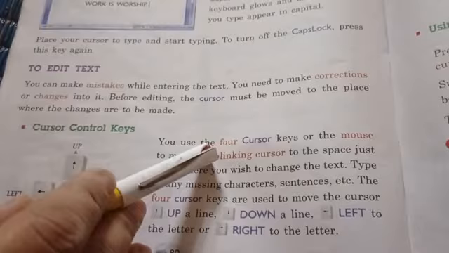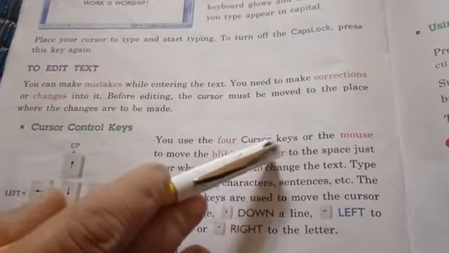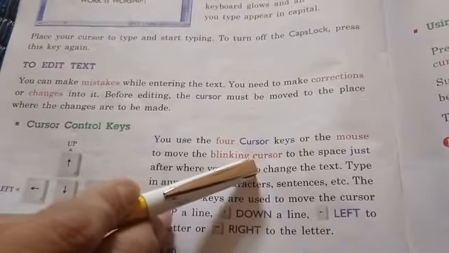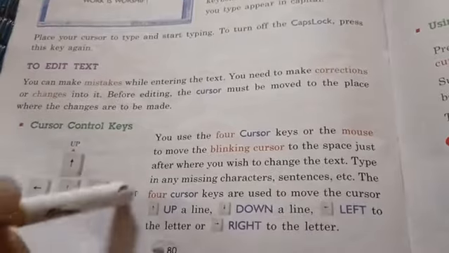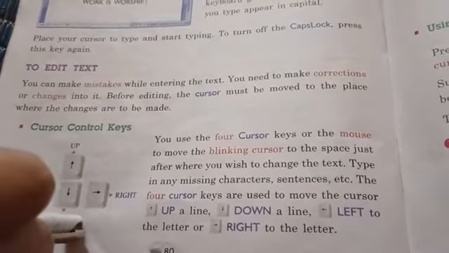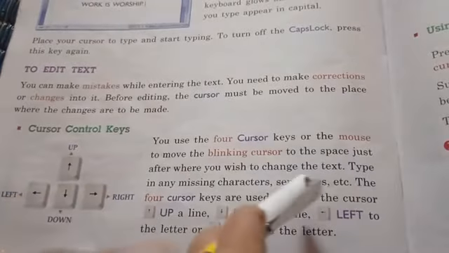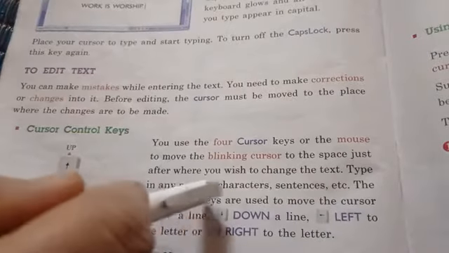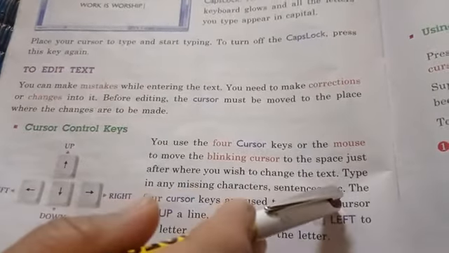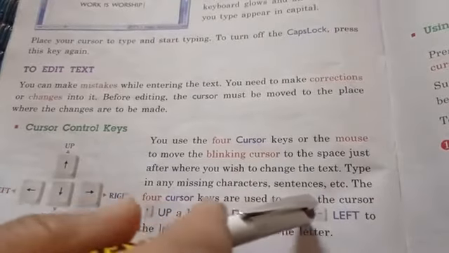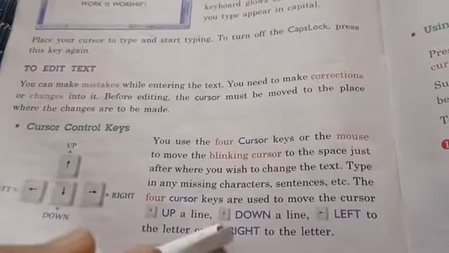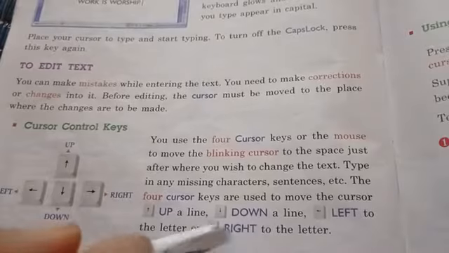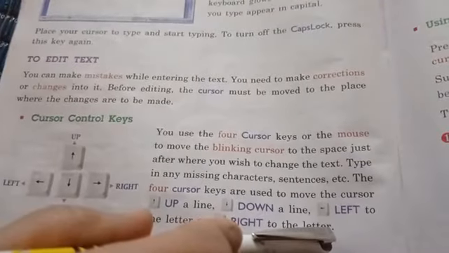You use the 4 cursor keys or the mouse to move the blinking cursor. You can use your mouse or these 4 cursor control keys to move your cursor, and then type in any missing character, sentences, etc. The 4 cursor keys are used to move the cursor up a line, down a line, left to the letter or right to the letter. Now it's clear?